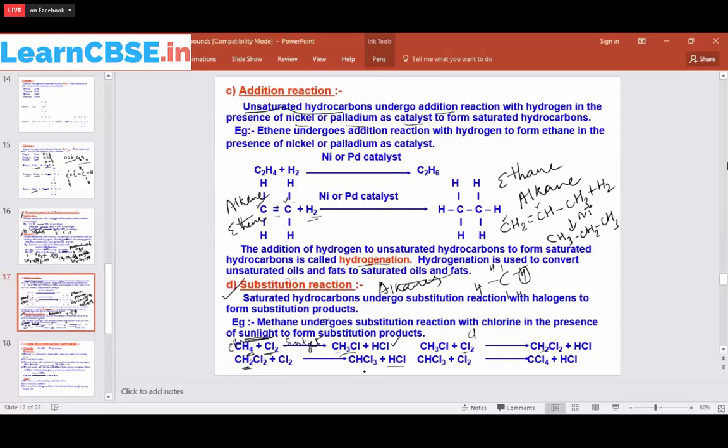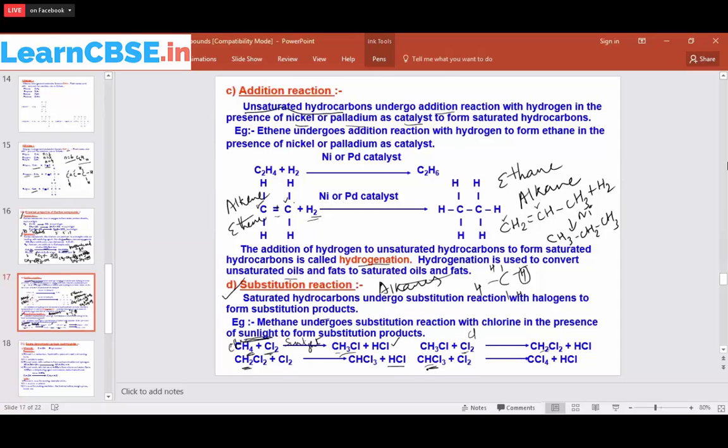So trichloromethane. The other name for trichloromethane is chloroform. The chloroform we are using in day-to-day life. This chloroform is used as a solvent actually. It is able to dissolve many organic compounds, so it is used in laboratories and elsewhere.